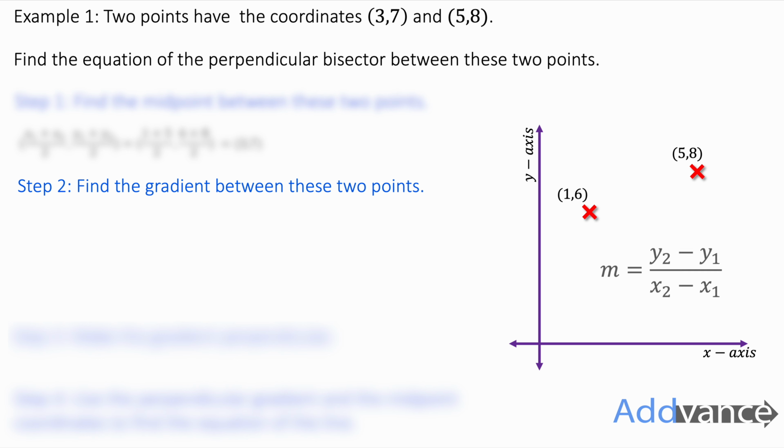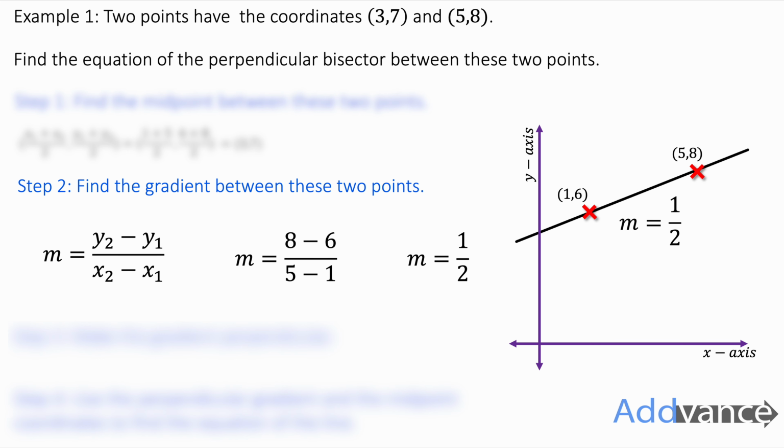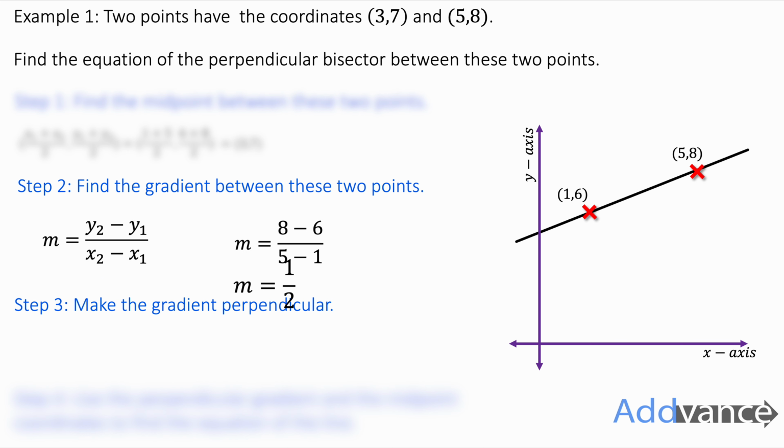Now let's look at step 2. We'll find the gradient between these 2 points. y2 minus y1 over x2 minus x1. Changing y over changing x. Substitute the numbers in, like this, and we get this. 8 minus 6 is 2, 5 minus 1 is 4, 2 divided by 4 is 1/2. The gradient between these 2 points is 1/2. It looks like that. That is a line connecting those 2 points.